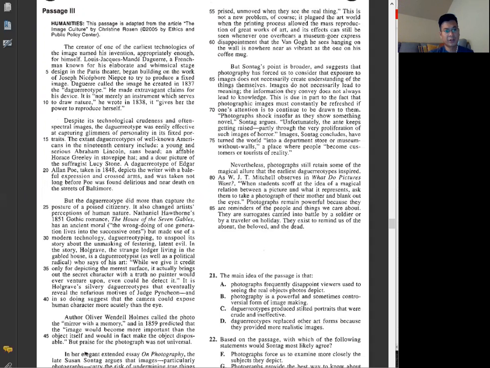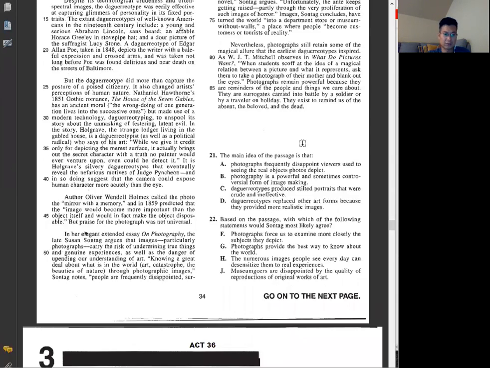So passage 3 is humanities. Most of the time, humanities passages are storytelling. Because of that, you have to apply who, what, why, how, when, and where to understand the passage. And before reading the passage, I suggest that you understand the questions first.